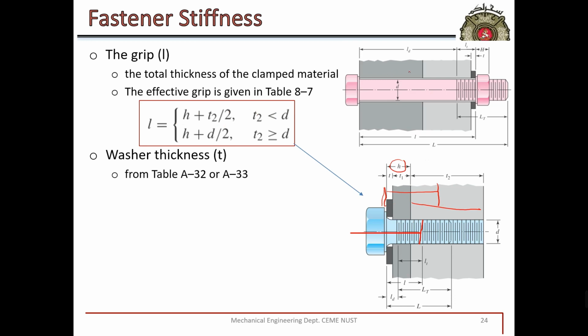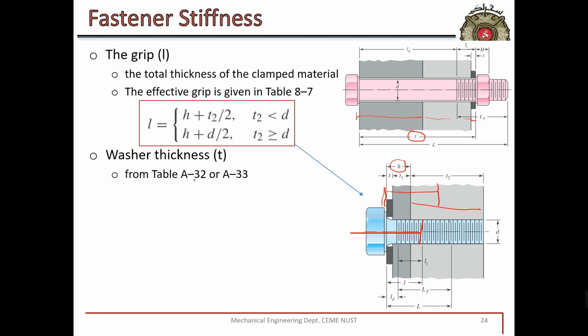For this system, grip is very easy to calculate. It is equal to, if you are using any washer here, the thickness of the washer plus the thickness of member 1 plus the thickness of member 2, and plus the second washer if you are using one. All these lengths added together will give you the value of grip. Sorry, not lead, it is grip.